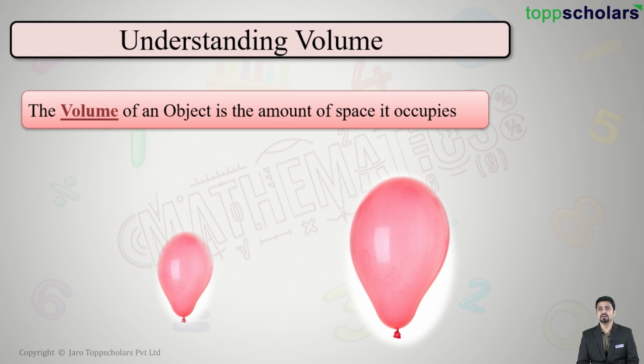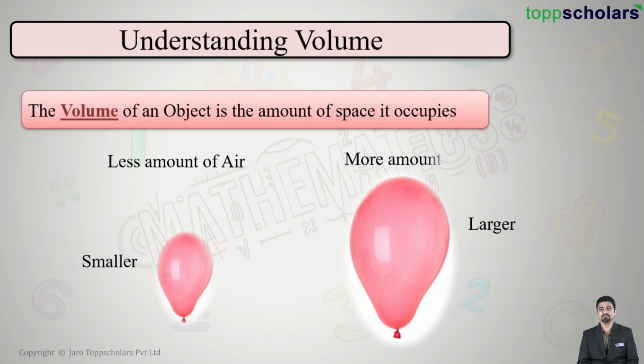What do we see here? We have two balloons. This is a smaller balloon. The second one is a larger balloon. What did we talk about volume? The amount of space the object occupies. So we see that the smaller balloon will have lesser amount of air. It will occupy lesser amount of space. The larger balloon will have more air. It will occupy more volume.